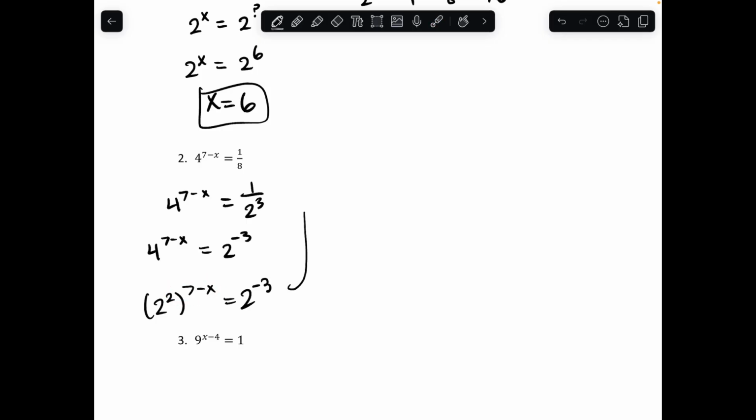And so we're going to be left with 2 to the 2 times 7 minus x power is equal to 2 to the negative 3 power. But the cool thing is that now my bases are both 2. And so I can equate my exponents together. So this is going to give us that 2 times 7 minus x has to be equal to negative 3.